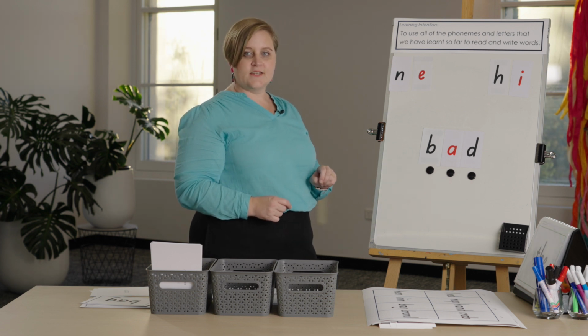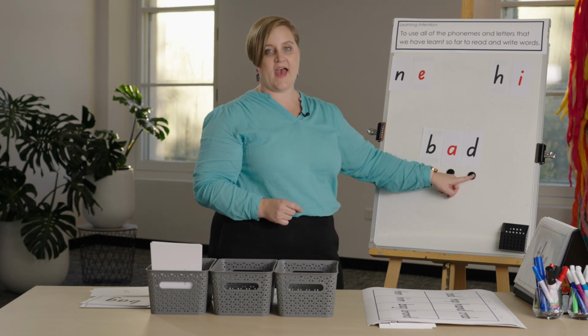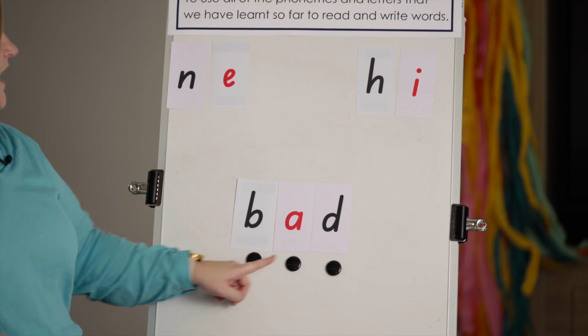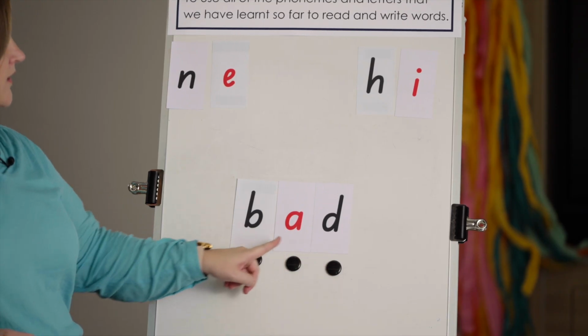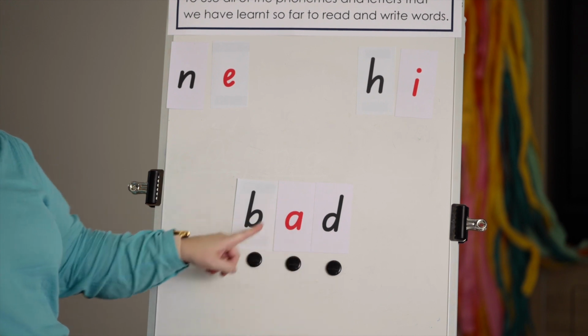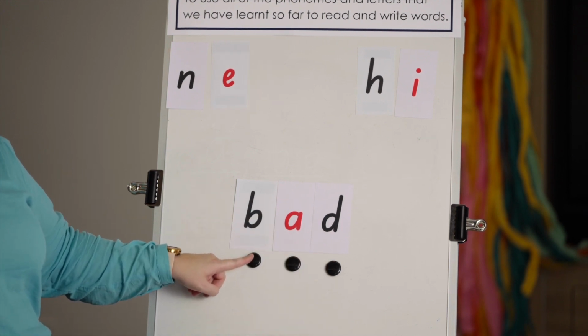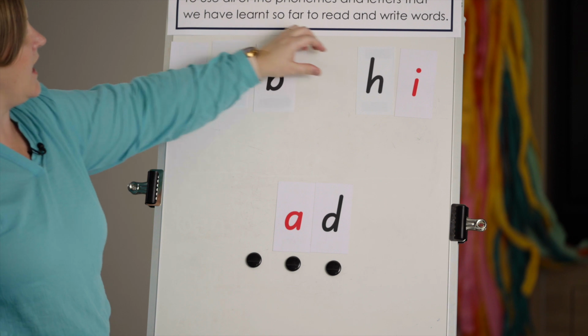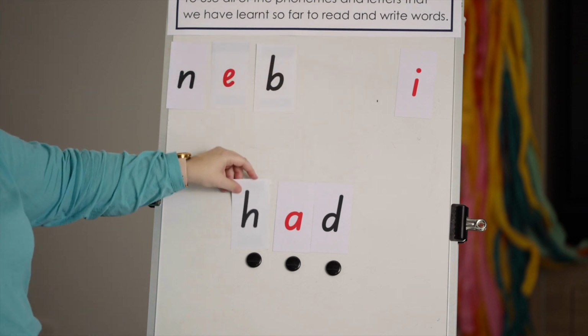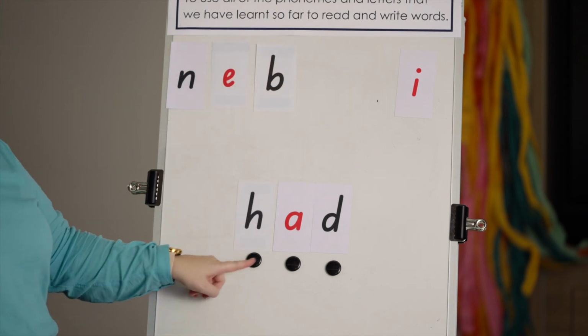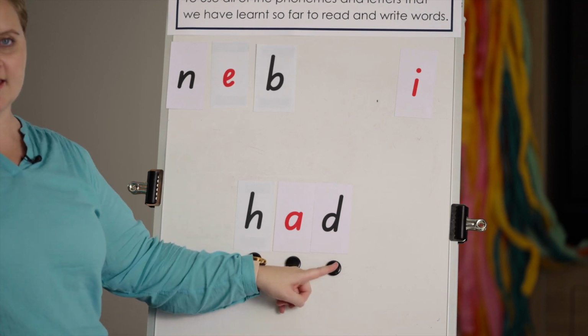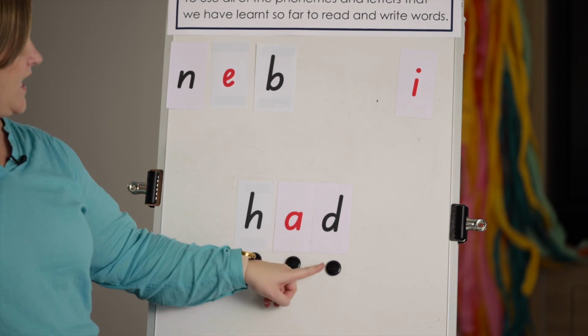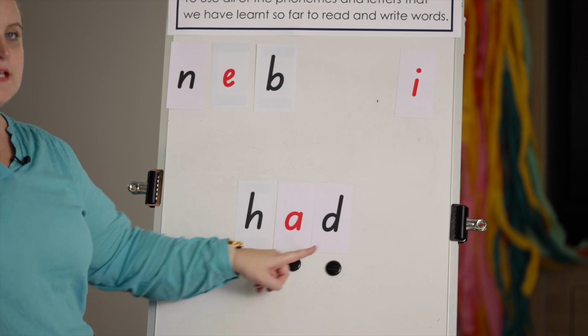If this is bad, make it say had. What word? Had. Let's sound it out. H-ad. What are we swapping? The beginning sound. Yes, we need to swap out B and put in H. Good. Let's read this word. H-ad, had.